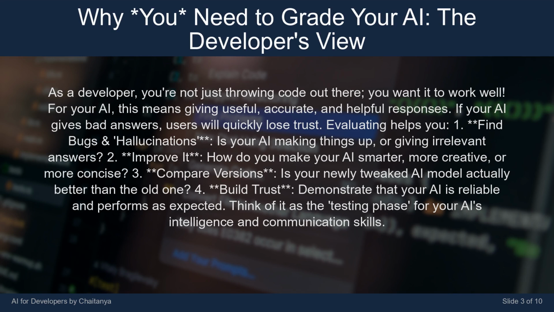As a developer, you're not just throwing code out there. You want it to work well. For your AI, this means giving useful, accurate, and helpful responses. If your AI gives bad answers, users will quickly lose trust.